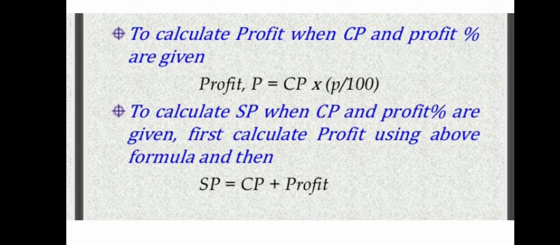Now, if we want to know the profit when cost price and profit percentage are given, then how will we calculate it? If we want to know the profit, we will multiply the cost price with the profit percentage.